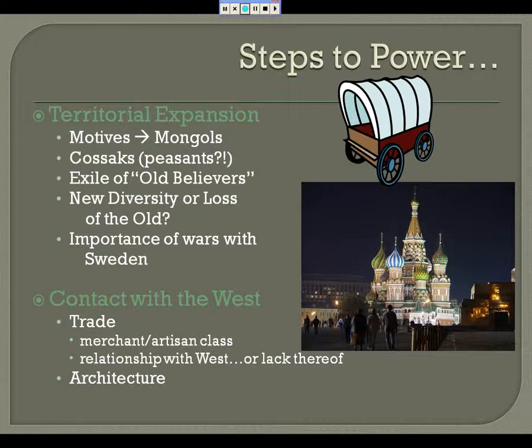That's part of the relationship with the West. And so that's why we say, or lack thereof. Because it's really not much of a relationship. The Russians get Western goods brought to them. The Russians get Western ideas brought to them. It's a very dependent relationship. And Russia will be behind Western Europe for pretty much their entire existence.